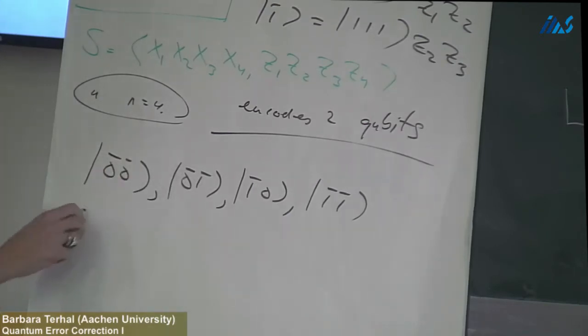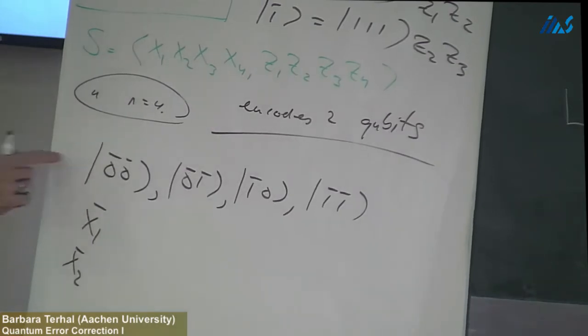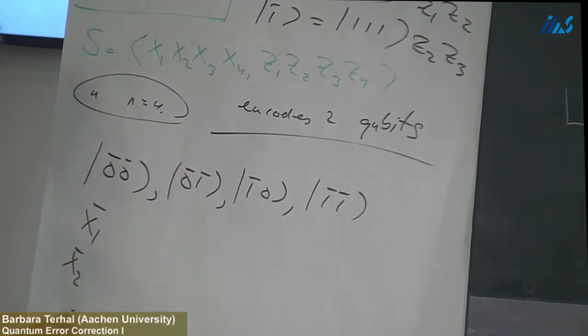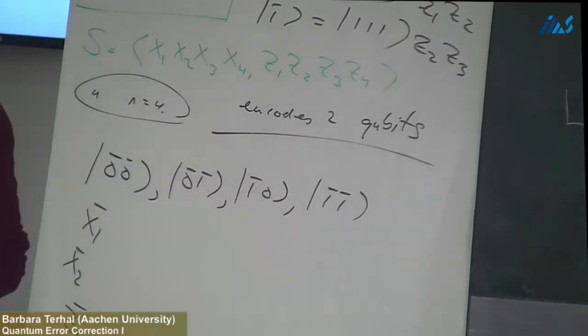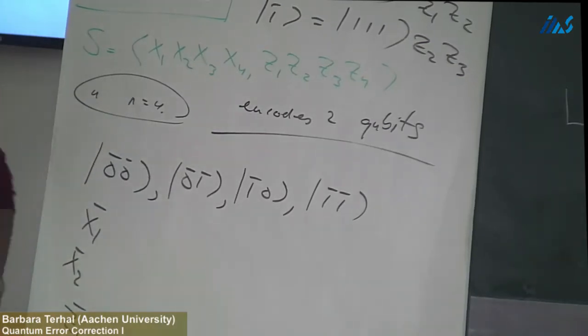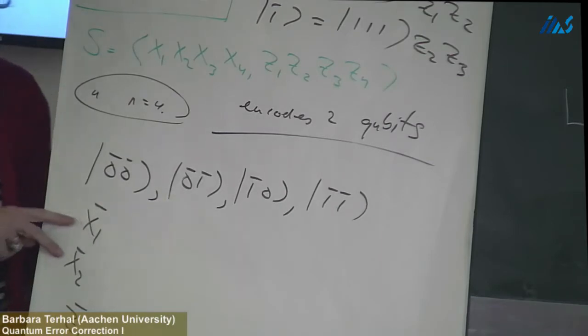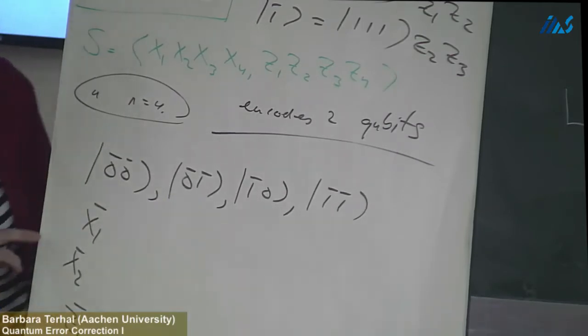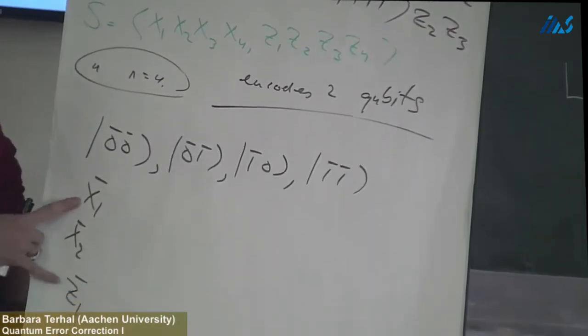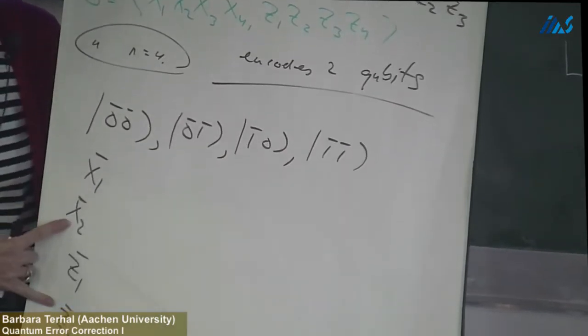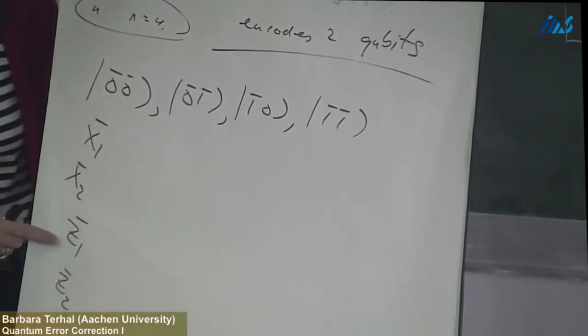So there should be some logical x1 and a logical x2, that's on the first qubit and that's on the second qubit, and there should be some logical z1 and some logical z2. And the properties of these should be, of course, that x1 and z1 anti-commute, and x2 and z2 anti-commute, and the operators on different qubits mutually commute, because they act on different qubits.